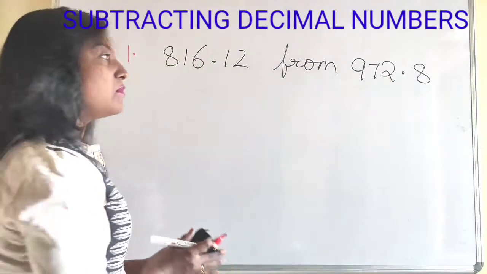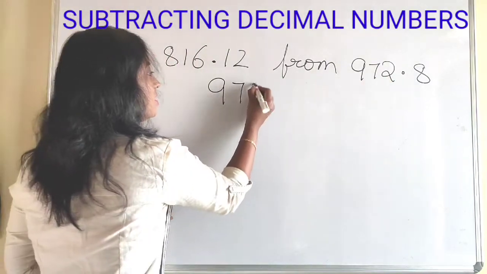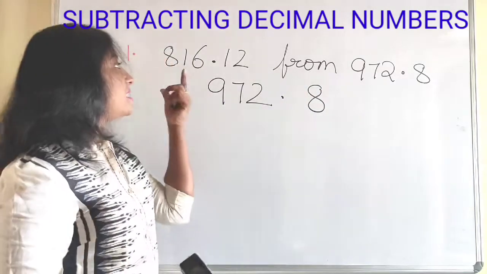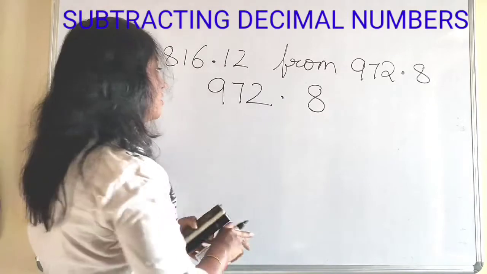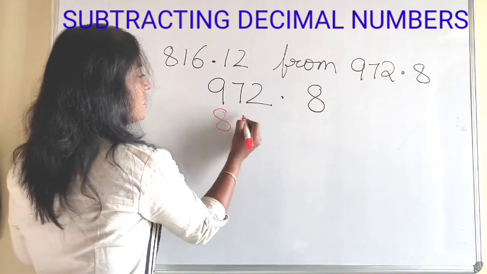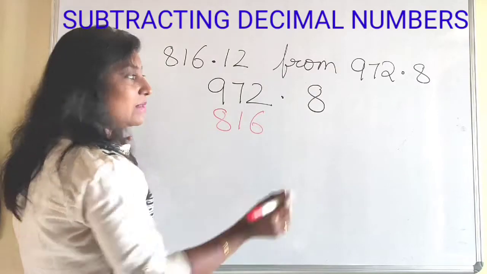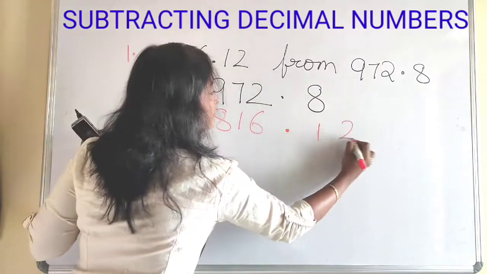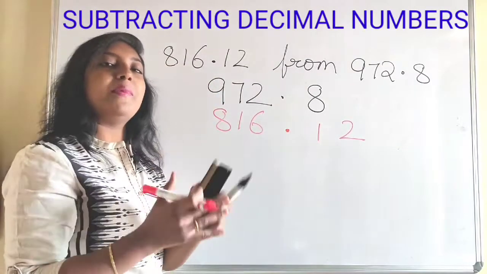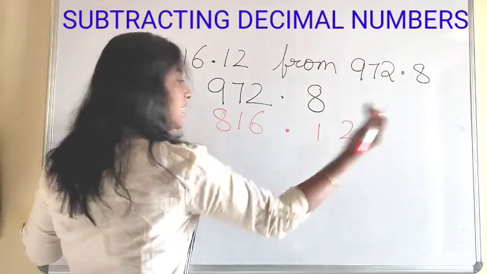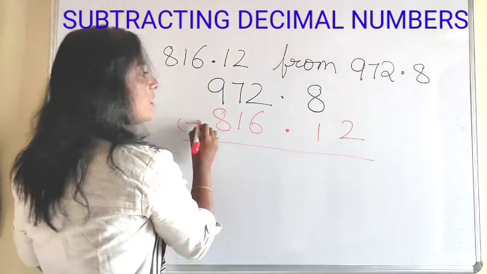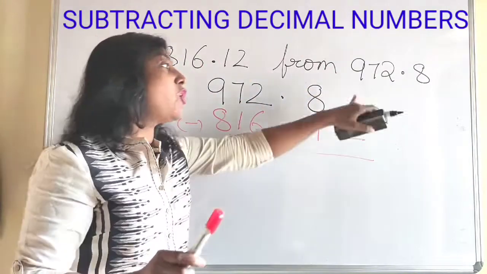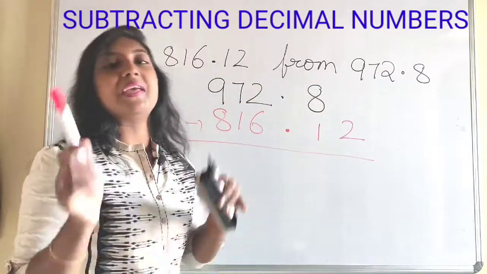So write the biggest number first, that is 972.8. And the next one, that is 816.12. 816. So where we have to place a point? Here. Point 1 and 2. So always, how normally we do subtraction, always start from the right side. And whenever we are subtracting, if there is no digit at the top of the number, we have to place a 0.